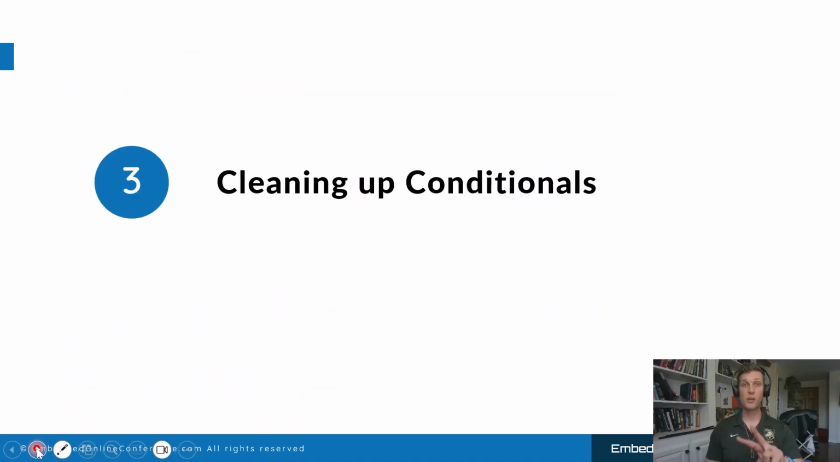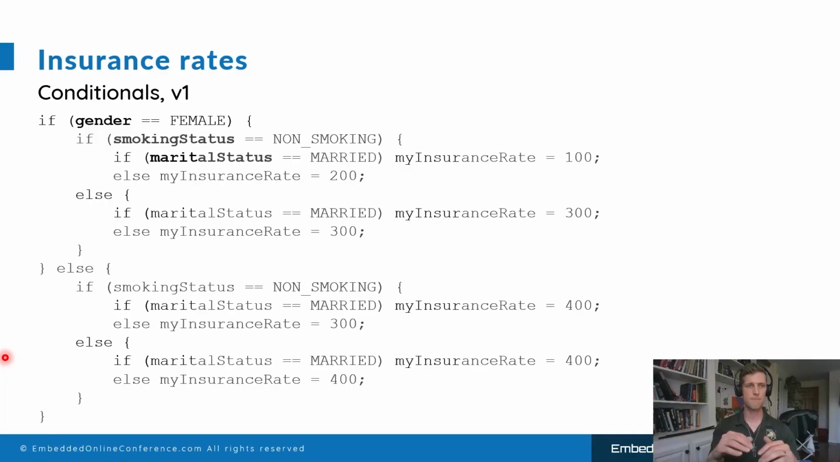Okay, let's move on to our second benefit of lookup tables, which is helping us clean up conditionals. So let's say I've got a set of nested if statements here where I am trying to compute the insurance rate for an individual based on their gender, based on their smoking status, and based on their marital status. Here's one way I might do that, which is not awful, definitely fits on one slide, but as compared to a different implementation, there's kind of a lot going on. It's hard to make sure that this is doing exactly what I want it to do, at least for me.